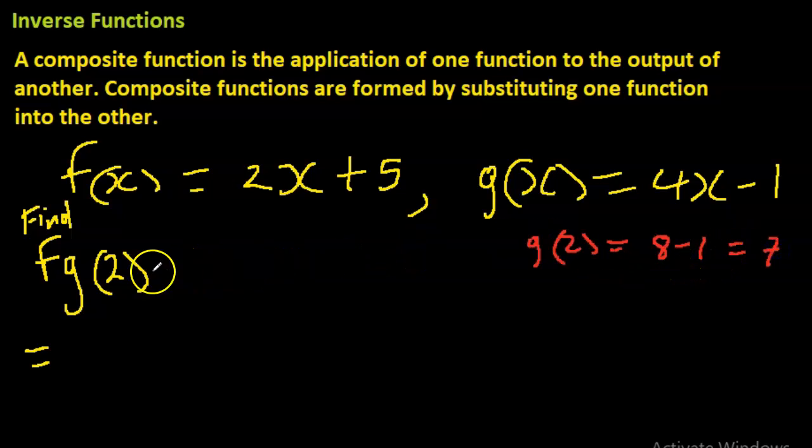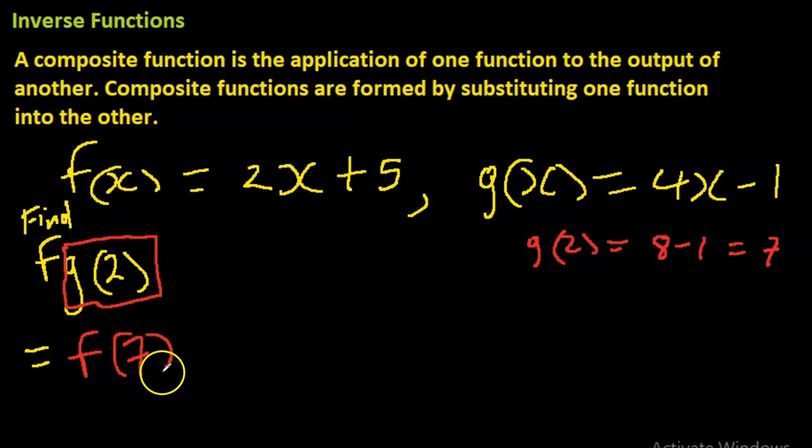So when you plug 2 inside, you get 7. So the output of this is 7. So you apply f to the output of g of 2. What's g of 2? G of 2 is 7. The input is 2, and of course the output is 7. So you're applying the function f to the output, which is 7. So you're applying f to 7.